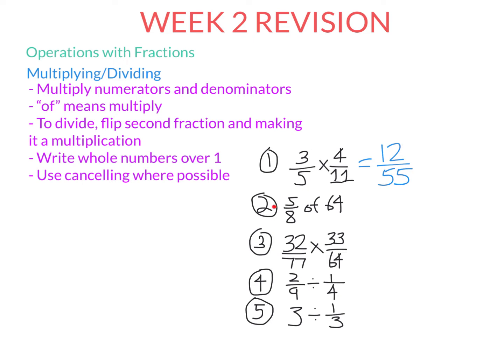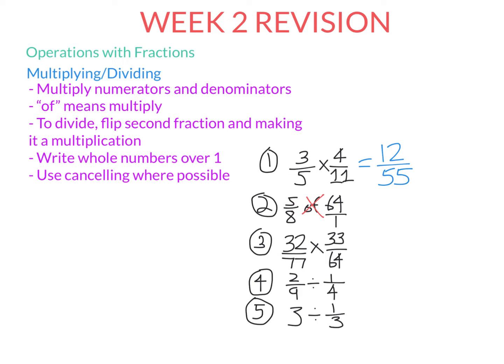Let's look at the second example, 5/8 of 64. Well, as it says over here, of means multiply. So I'm just going to change that to a times. Now, it also says here, when you have a whole number, write it over 1. So if I want to times by 64, I'm just going to write 64 as 64 over 1. So now that we're multiplying 5/8 by 64 over 1, I can just multiply the tops and multiply the bottoms.